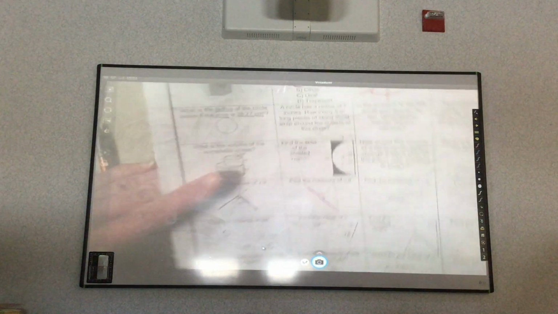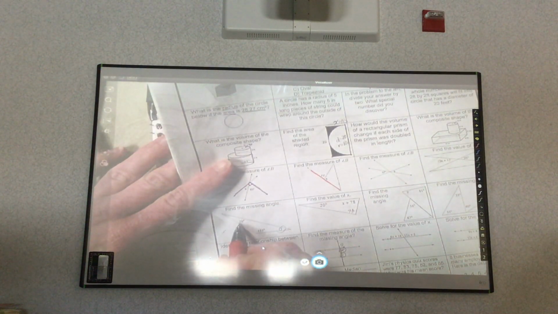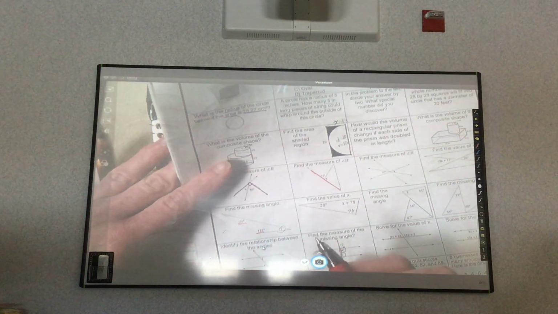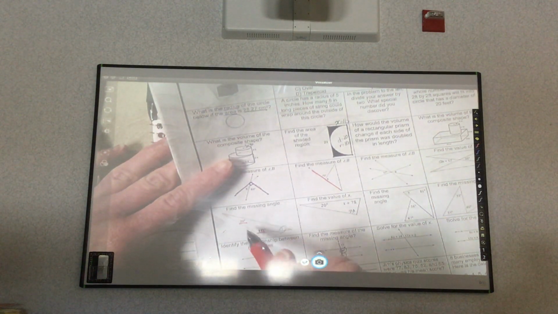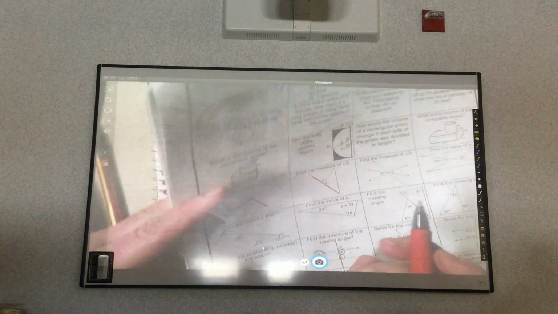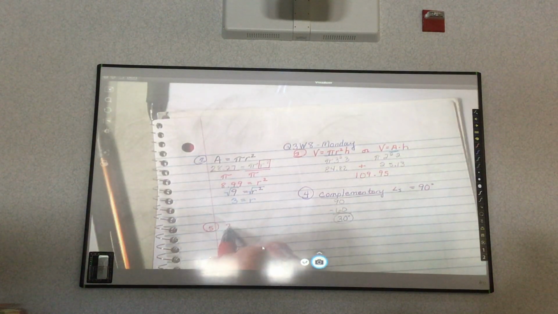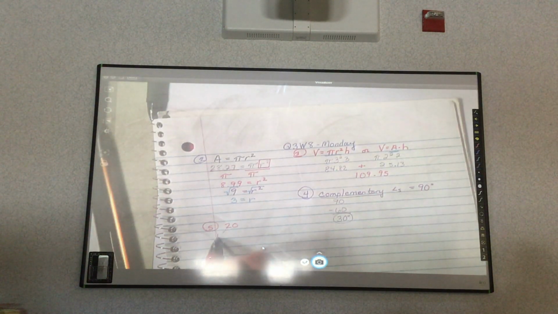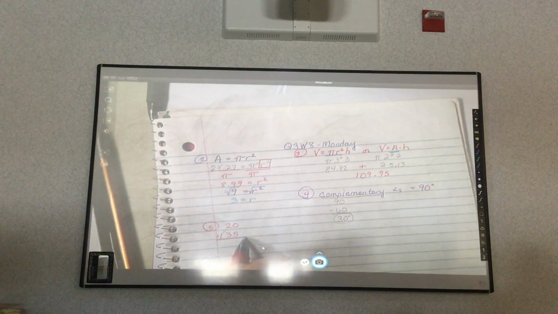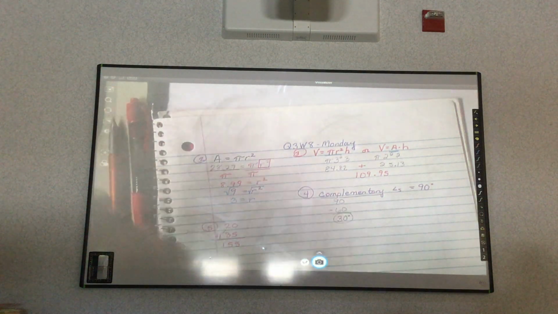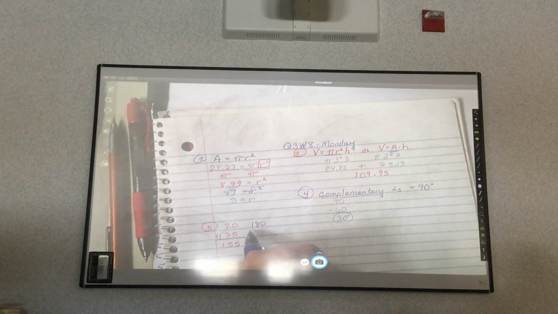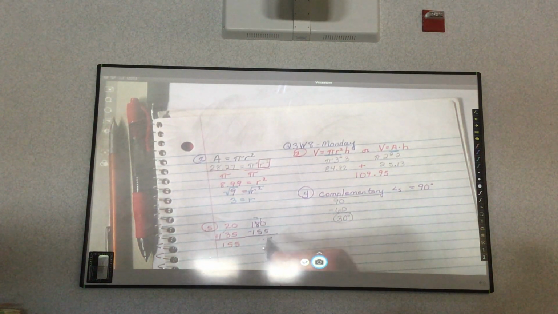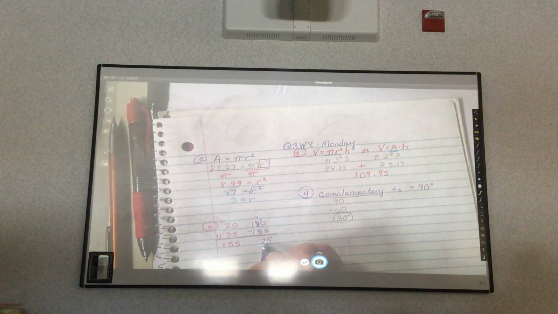Number 5. We have to find the missing angle, so we know 2 of them. So what do they have to add up to? 180. Okay, 180. So I have 20 plus 135 is 155. Then I take 180 minus 155, and I get 25 degrees.